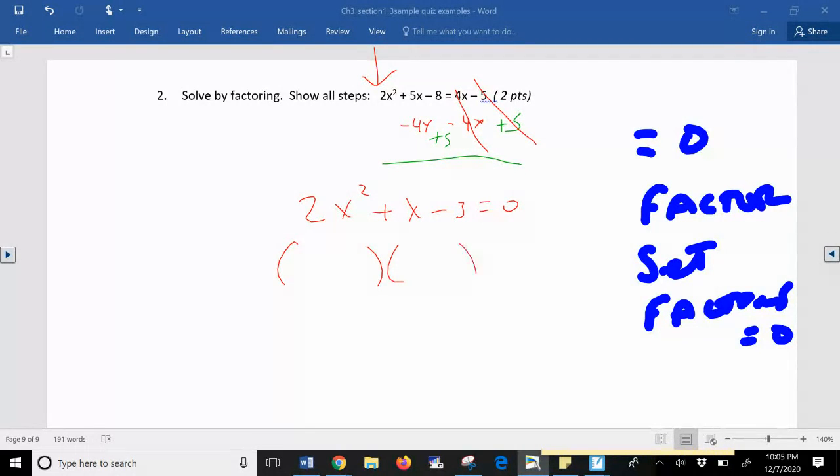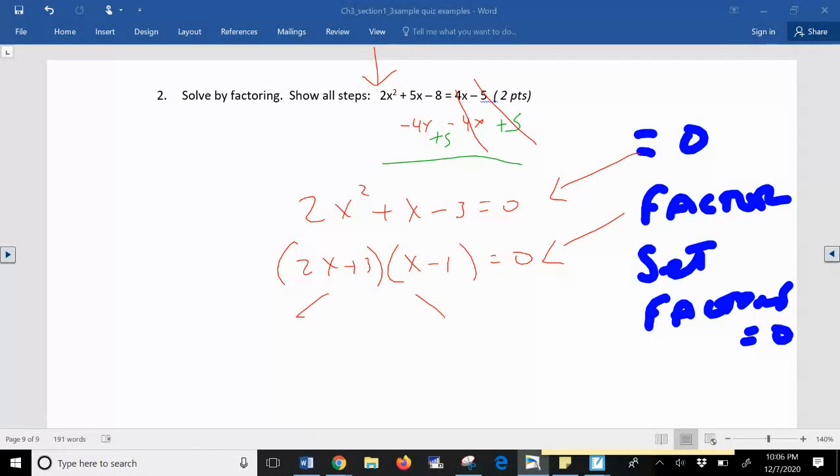Then we're going to factor that, whichever factoring method you use. This one, I know that 2x times x is equal to 2x squared, and I know that positive 3 and negative 1 multiply up to negative 3. And if you do the outer and inner terms, you have positive 3x on the inside, negative 2x on the outside, so you end up with 1x. So this was setting equal to 0. This is the factoring step.